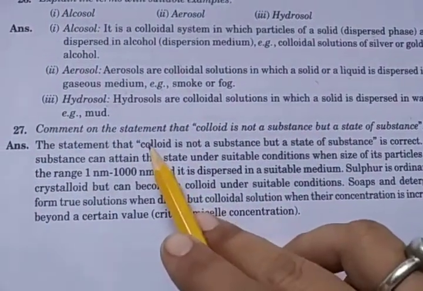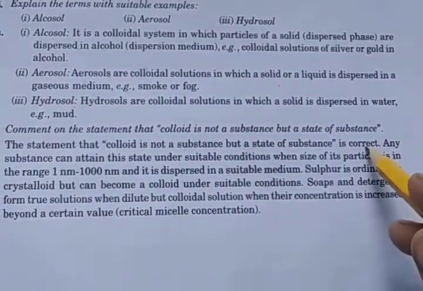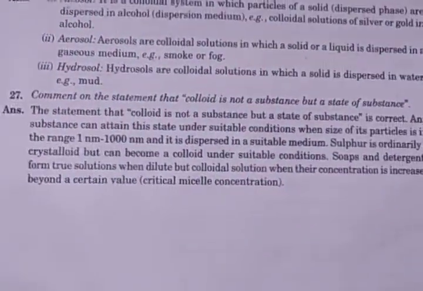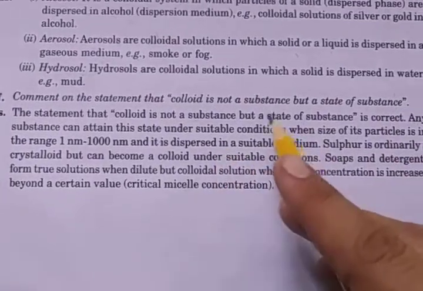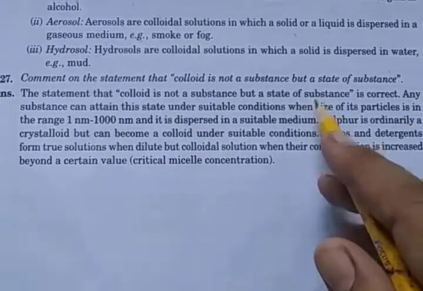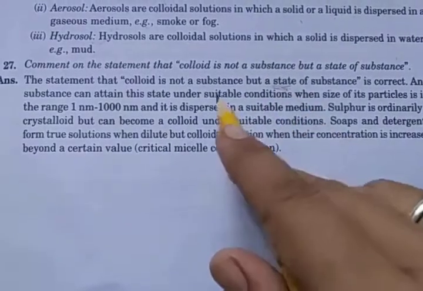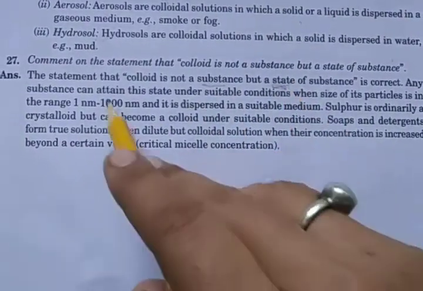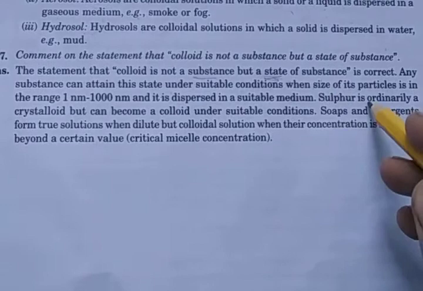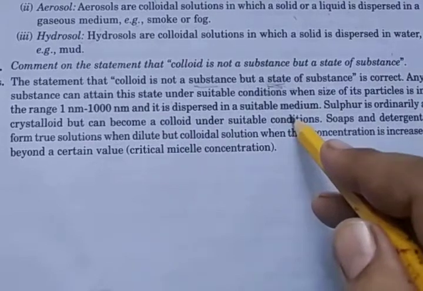Then question number 27, comment on the statement that colloid is not a substance but a state of substance. It has already come in the board exam. Again I say the question: comment on the statement that colloid is not a substance but a state of substance. So this statement is correct because colloid is not a substance, it is a state. Any substance can attain this state under suitable conditions when the size of its particles is in the range of 1 nanometer to 1000 nanometer, and it is dispersed in a suitable medium.